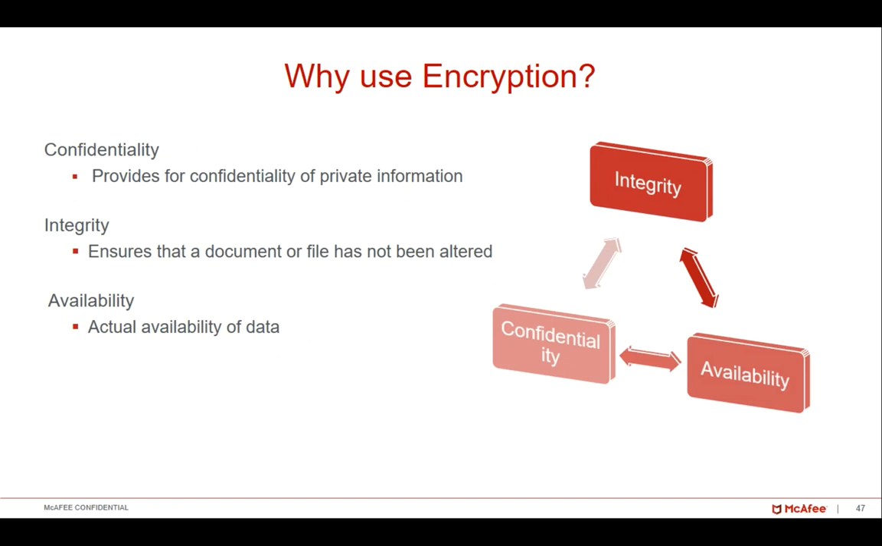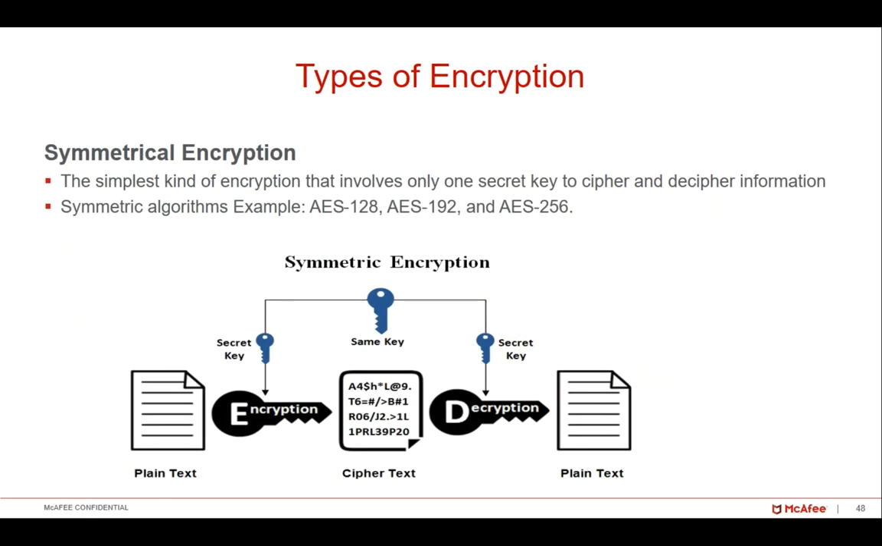Next is availability of data, meaning the data is available to you anytime. For example, if we take Netflix, the movies are always available. Everybody is interested in watching, especially during lockdown. So constant availability is one of the important factors of data. Confidentiality, integrity, availability together form the CIA triad, and encryption is one of the important topics for this. Next.